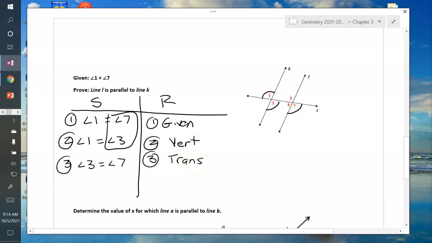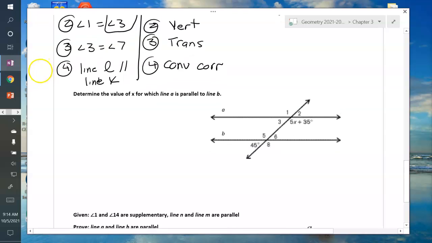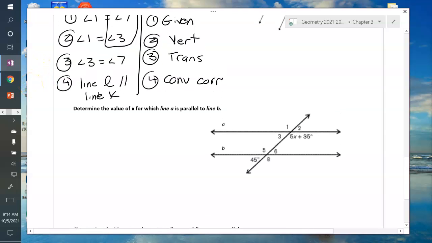Those two are corresponding angles. So therefore, I can say that line L is parallel to line K because of the converse of corresponding angles. So just converse, or that's all you need to do. Okay. Now I'm going to look at this picture. We're going to determine the value for x, which will force line A to be parallel to line B.